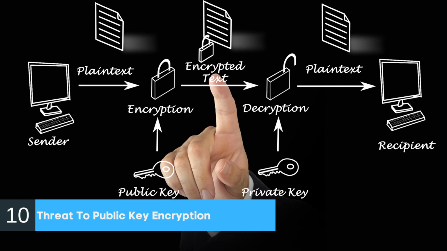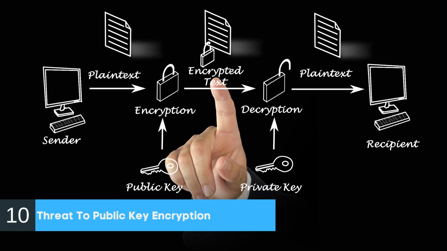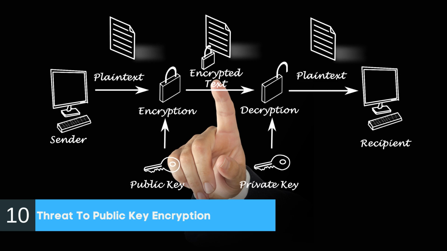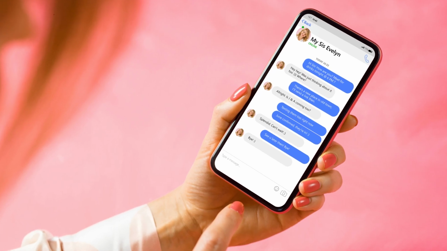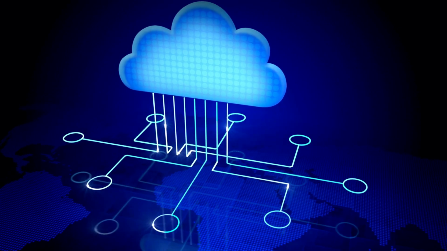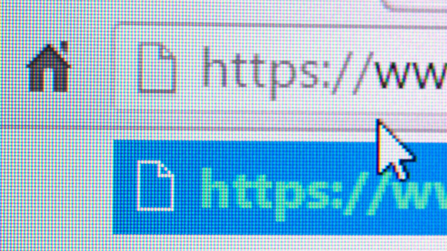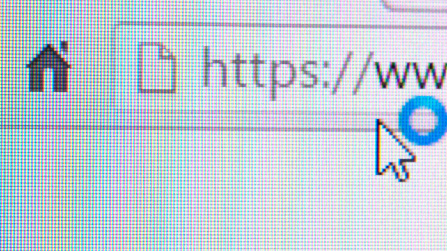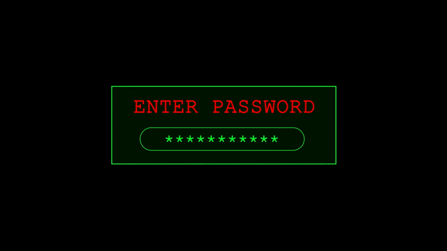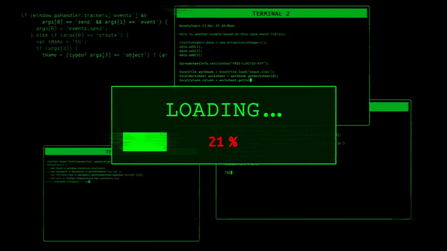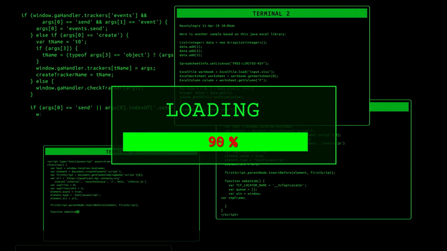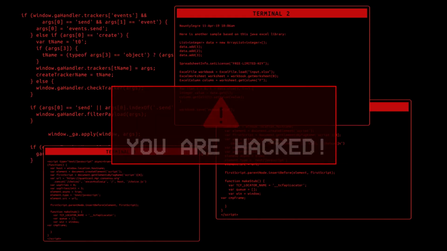Number 10. Quantum computers are a significant threat to public key encryption. Public key encryption is widely used in messaging apps, cloud services, user authentication, and SSL certificates in web browsers. The main reason that quantum computers can easily hack public key encryption is because they have the ability to generate trillions of key combinations in a second.